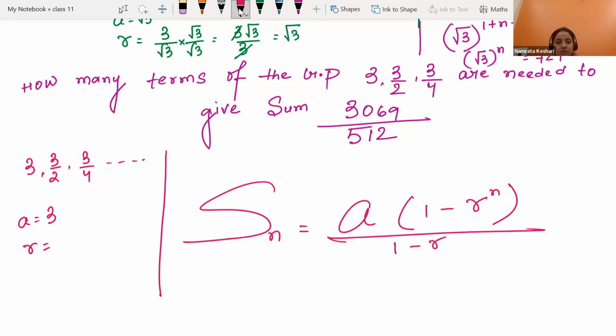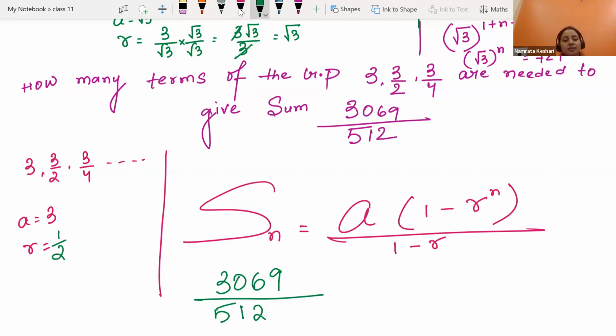What's the substitute value of Sn, right? Can you tell me what is R, the common ratio? 1/2. Yes, we have to substitute Sn, that is 3069.5 over 512 is equal to A. A is 3, over 1 minus R. R is 1 by 2, to the power n, by 1 minus R. That is 1 minus 1 by 2. Right?